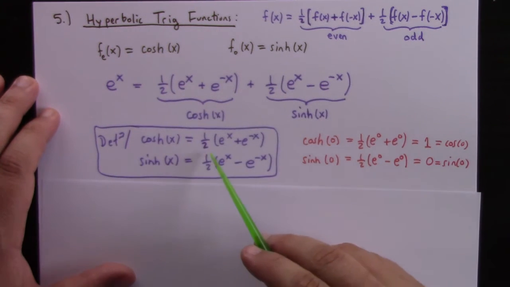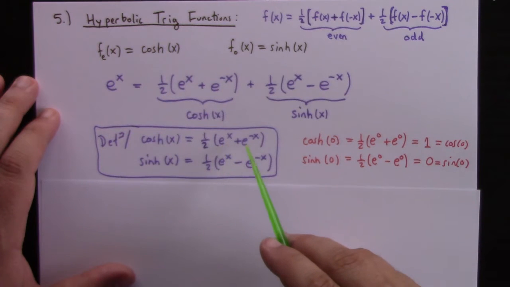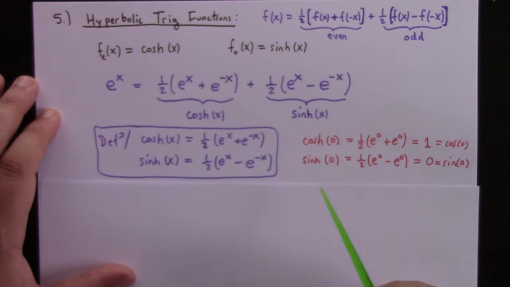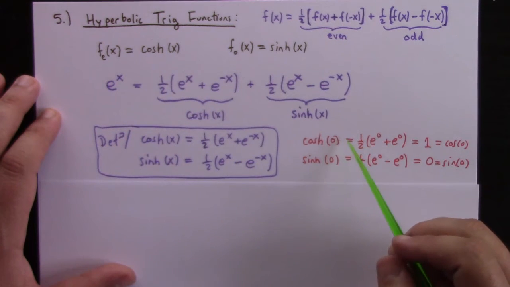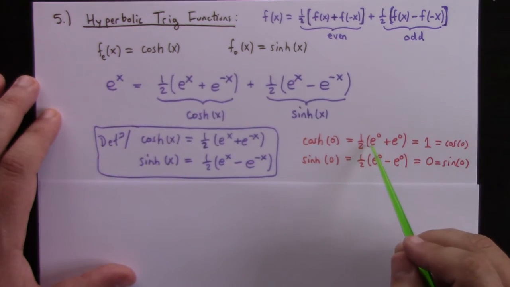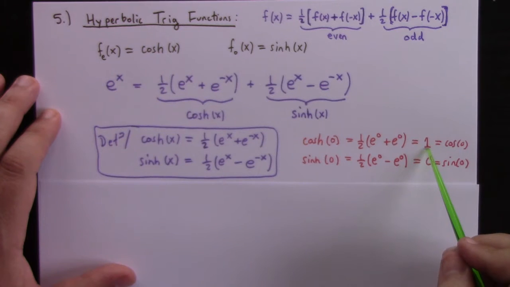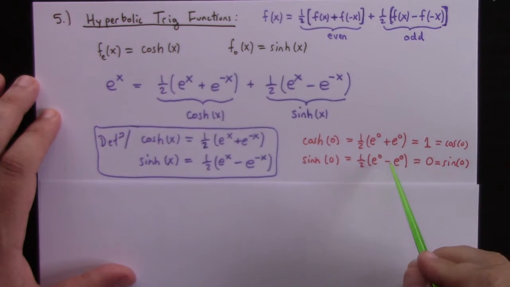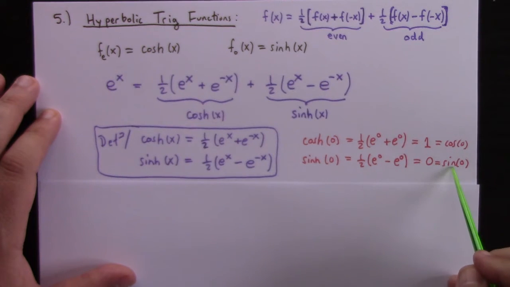So here are their definitions. Cosh is 1 half e to the x plus e to the minus x, and sinh is 1 half e to the x minus e to the minus x. Fun elementary facts here. Cosh of 0 is 1 half e to the 0 plus e to the 0, which is 1. By the way, that's cosine of 0. Sinh of 0 is 1 half e to the 0 minus e to the 0, but that's 1 minus 1, which is 0, which is, by the way, sine of 0.